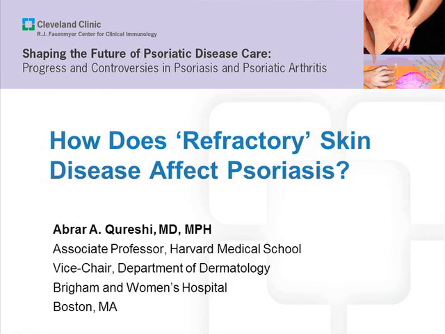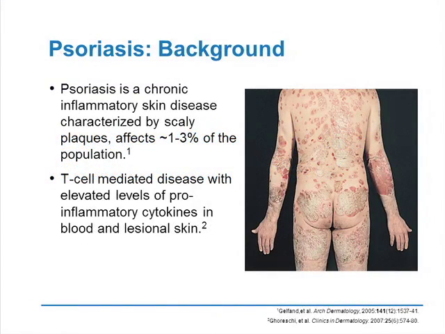next few minutes. So the next slide really illustrates for you how psoriasis has been characterized more beyond just an inflammatory skin disease, but actually an inflammatory systemic disease. It is characterized by scaly plaques that affect between 2 to 3% of our population in the United States.